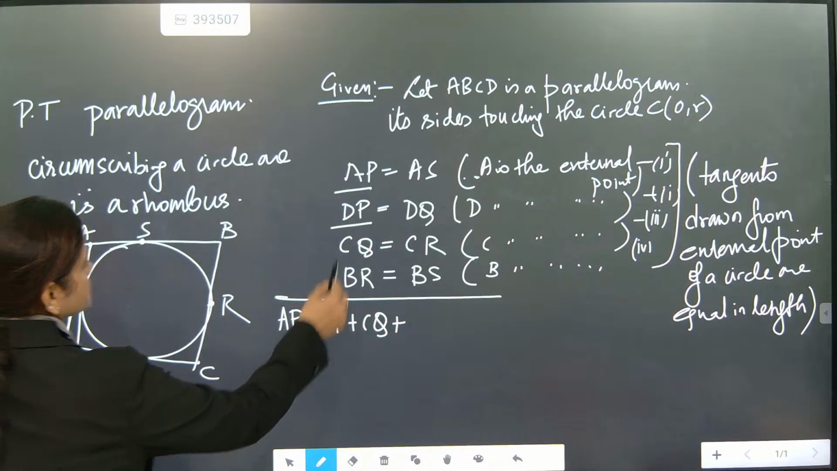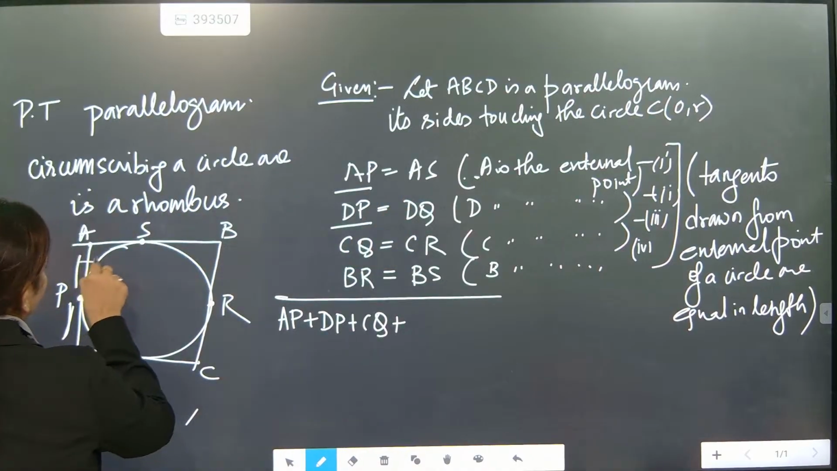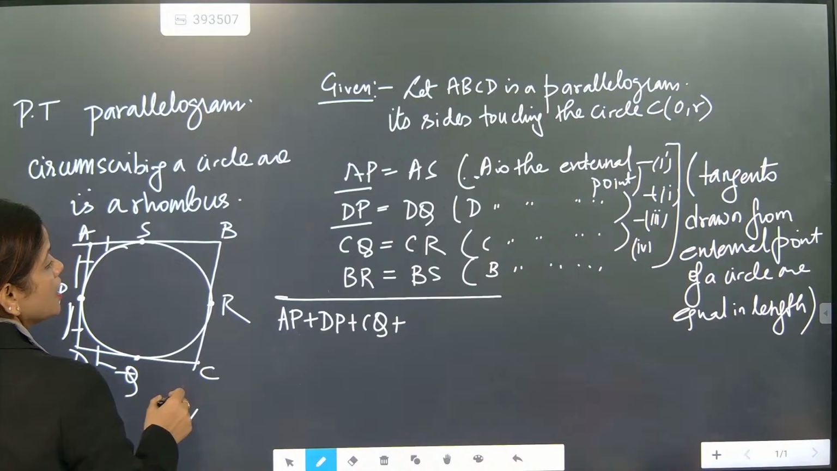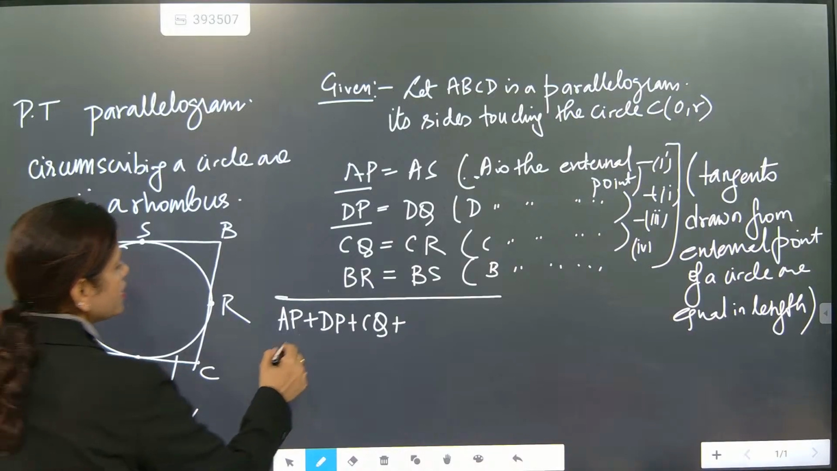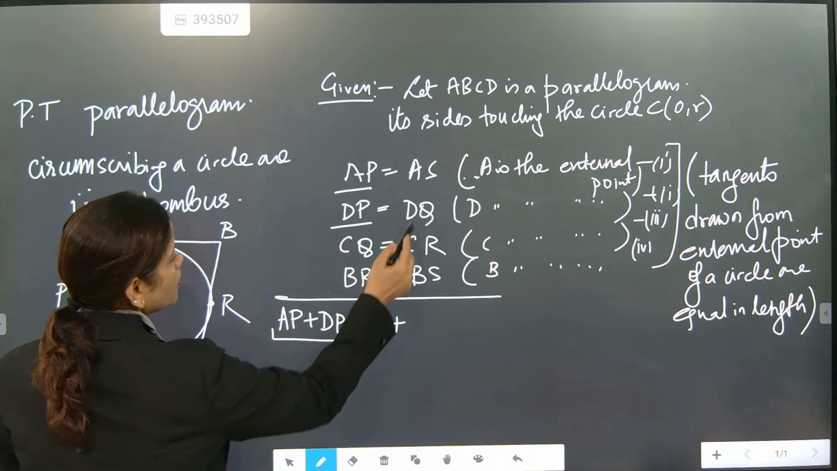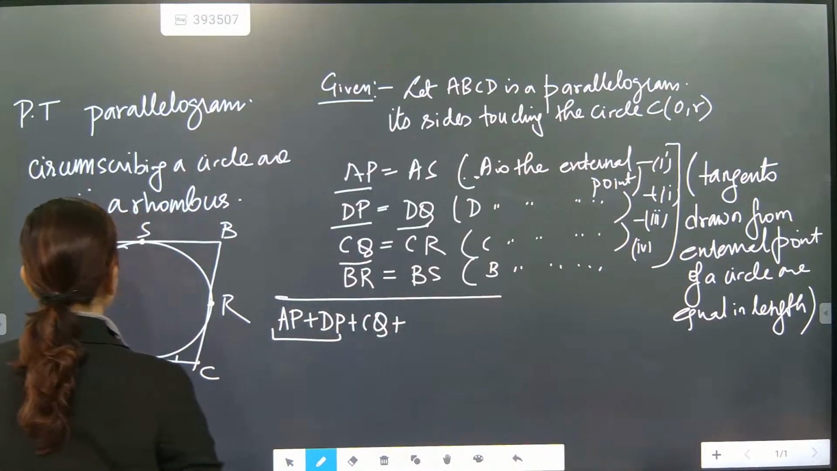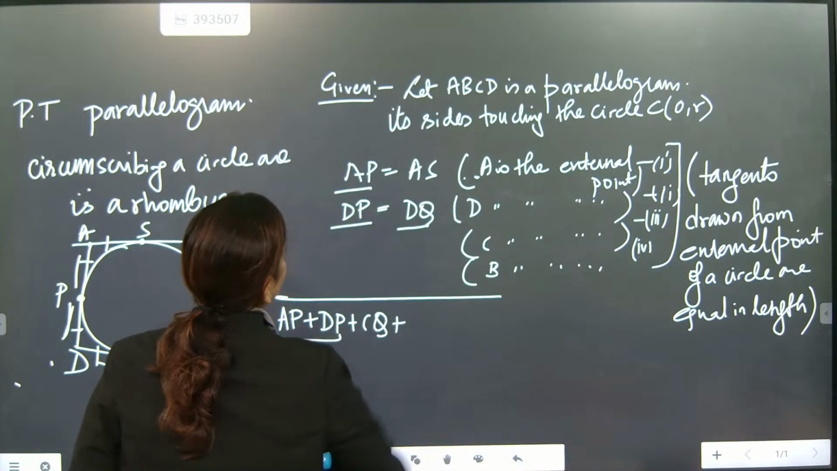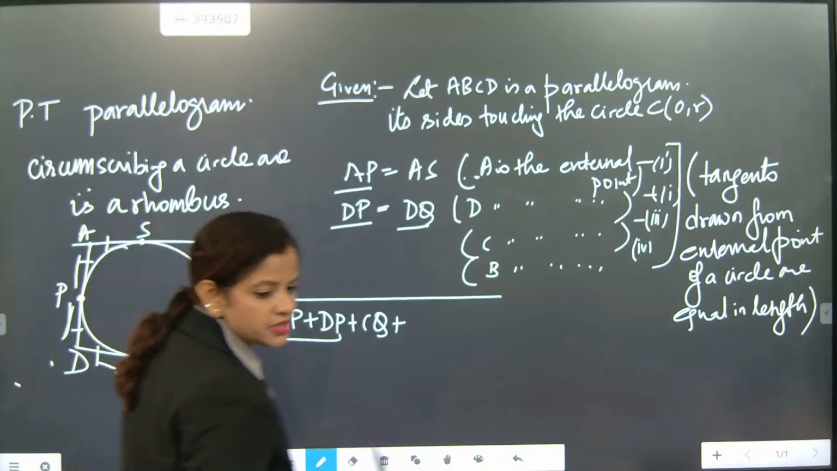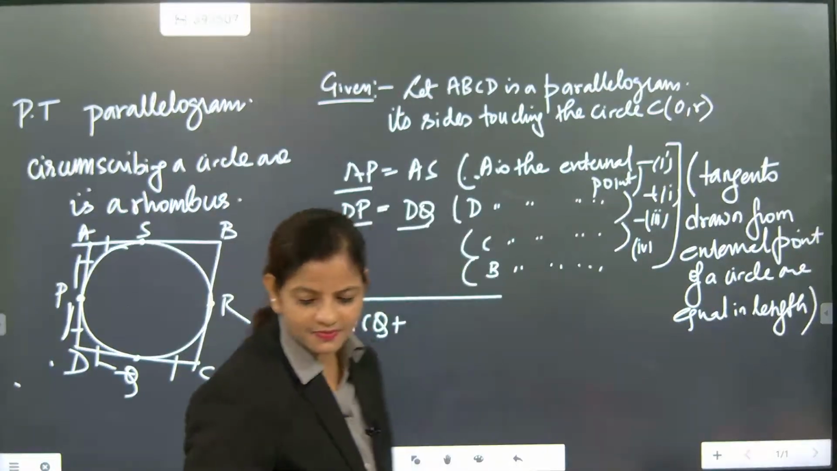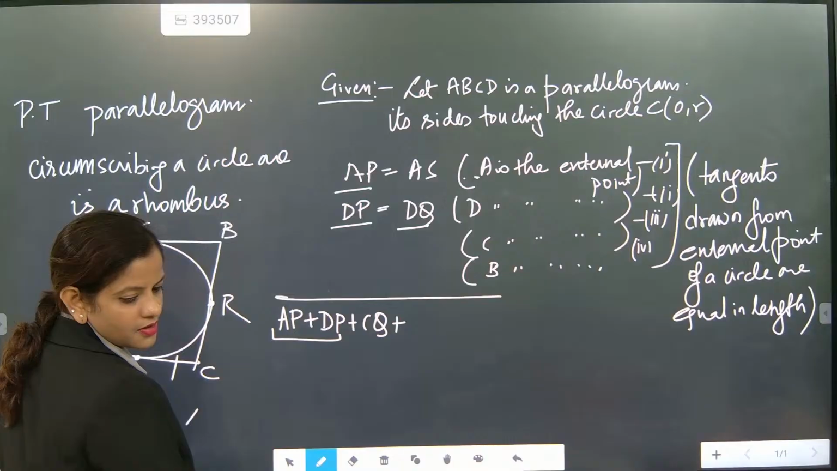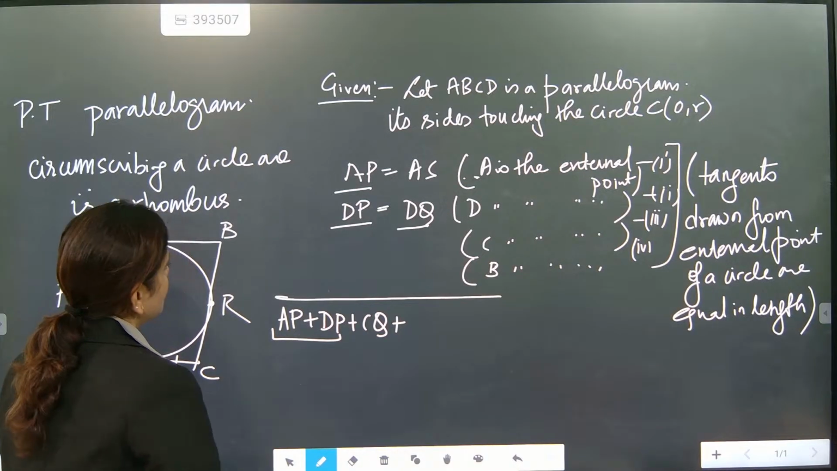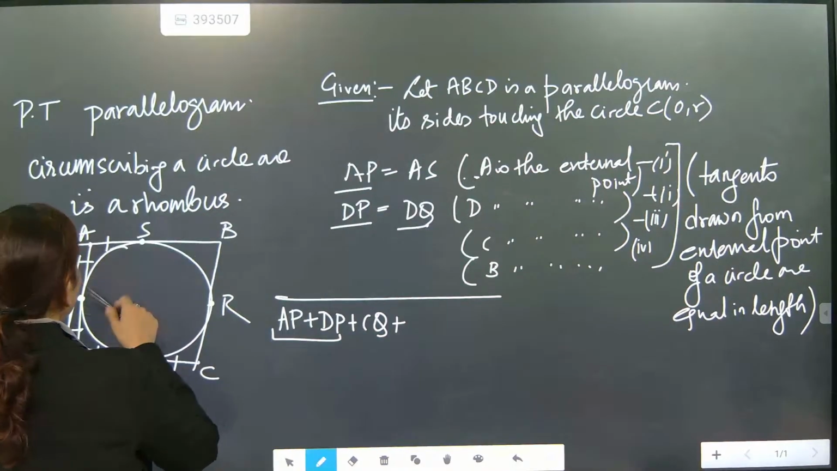Now look here. AP is equal to AS is there. Done. Now DP is equal to DQ is there. Now CQ should be there. So AP, DP is there. Now DQ and CQ are needed together, so we will write there CR. We need to arrange this in such a way. So AP and DP part is there.